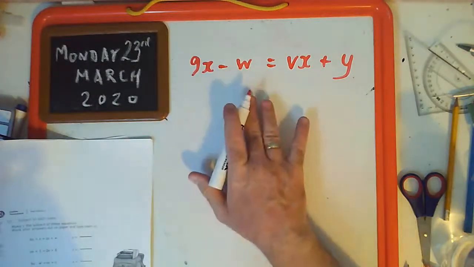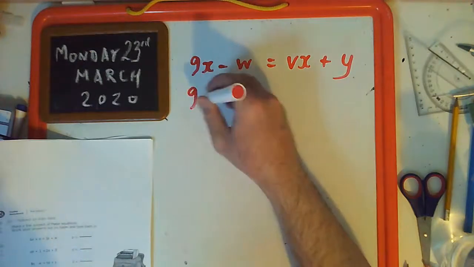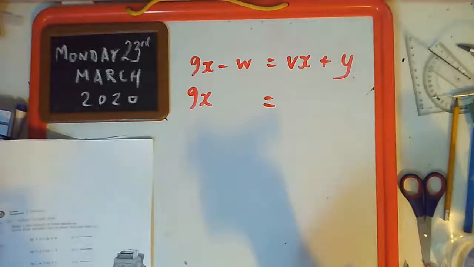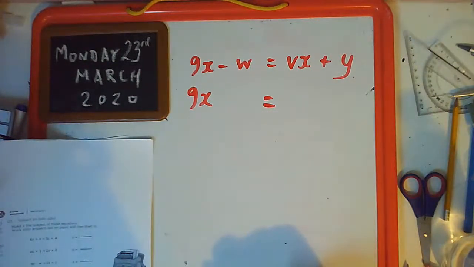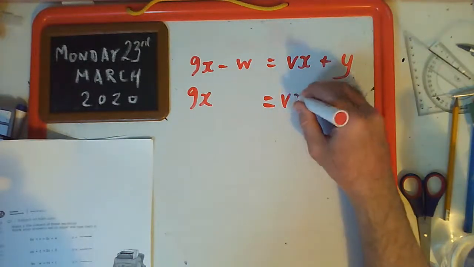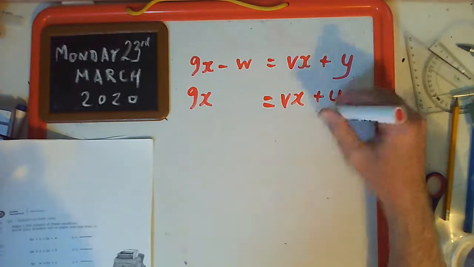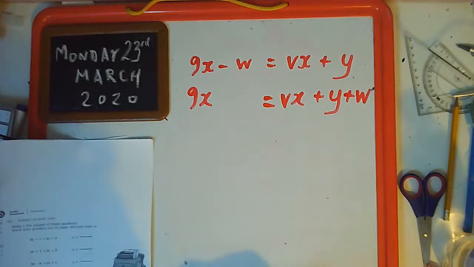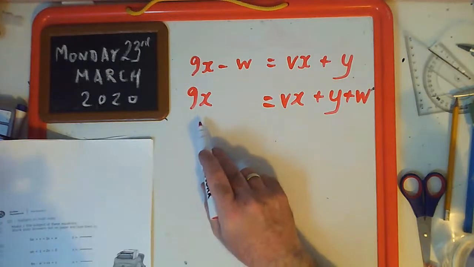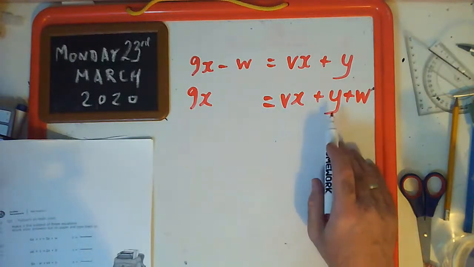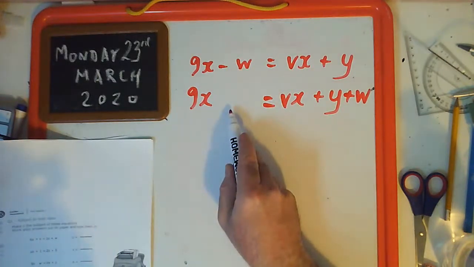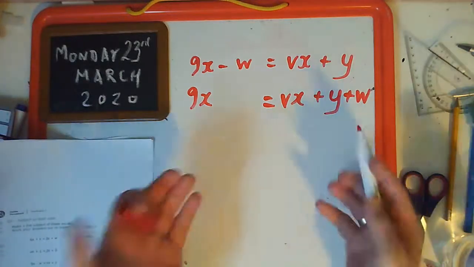So I've got 9x minus w and some stuff on the other side. I'd quite like to get this x bit on its own. So I'm going to get rid of the minus w by adding w, and that cancels out the minus w. But because an equation is like a balance, if I'm adding w to the left, I've also got to add w to the right. So I'm adding a w to both sides. And I've got 9x equals vx plus y plus w. So the adding w has made the minus w disappear on the left, but on the right we've added w as well because an equation is like a balance.